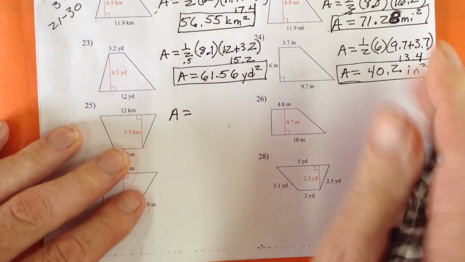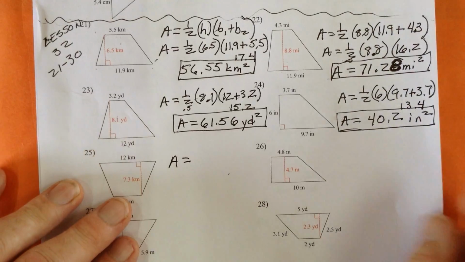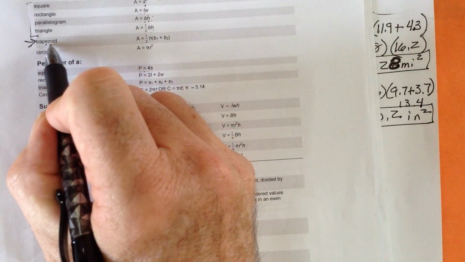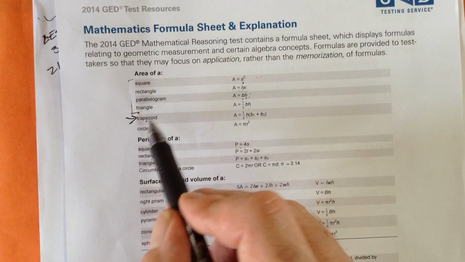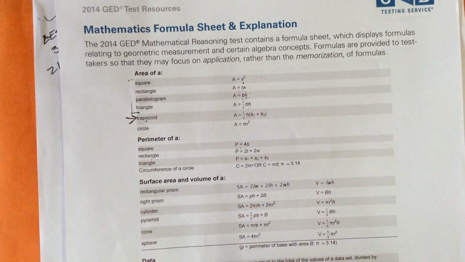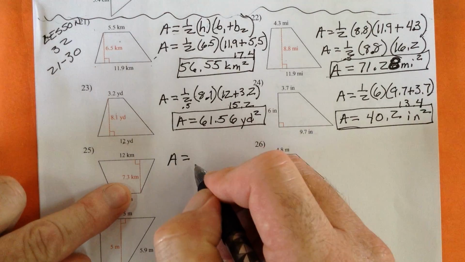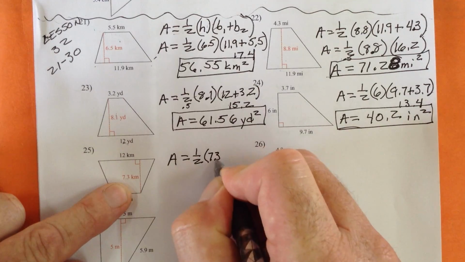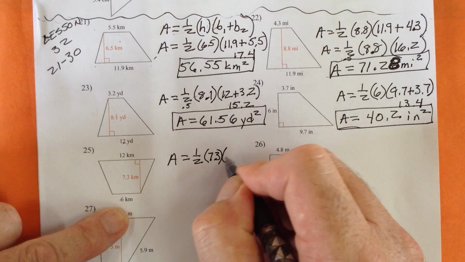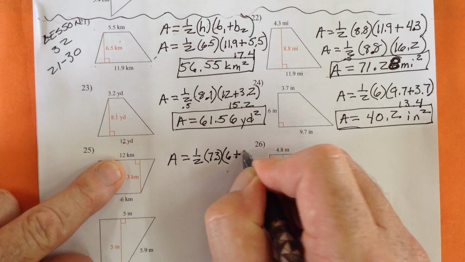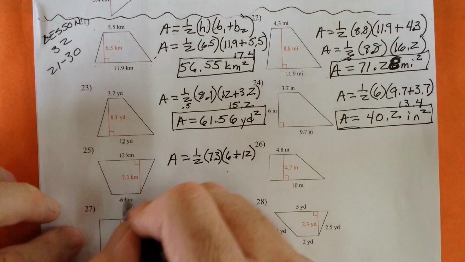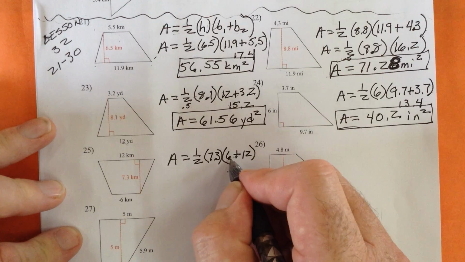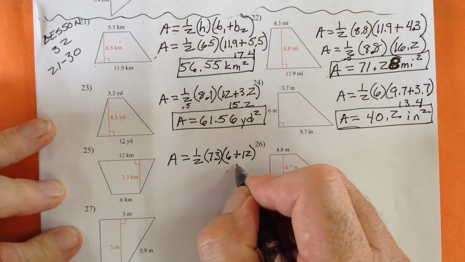Area equals, here, let me pull it down so I can see the formulas right here. And again, it's on this worksheet, the area of a trapezoid, and here's the formula. So 1/2 the height is 7.3 times base 1 is 6 plus base 2 is 12. It doesn't matter which is which because you're just adding them up. So 6 plus 12 is 18.